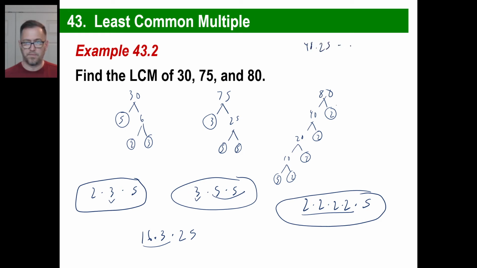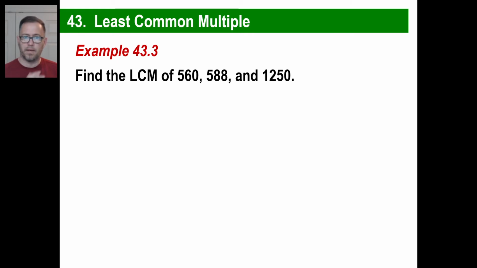Times 25 equals 1200. And that, my friends, is the smallest number that 30, 75, and 80 will all divide evenly into. That's called the least common multiple. That's the definition. That's the method, so you can use that from now on, okay?